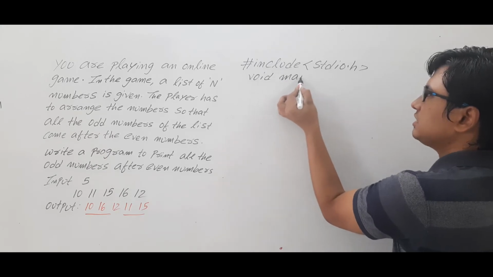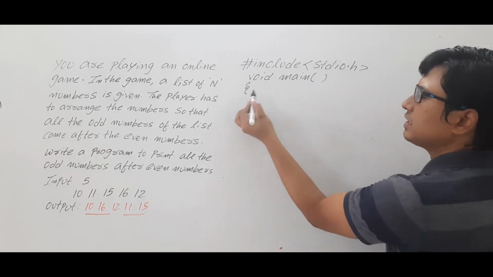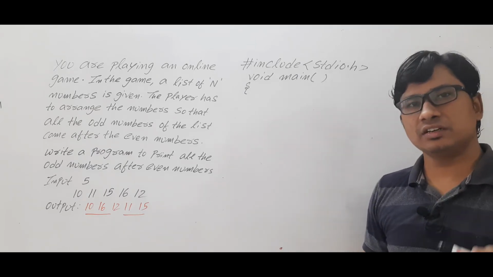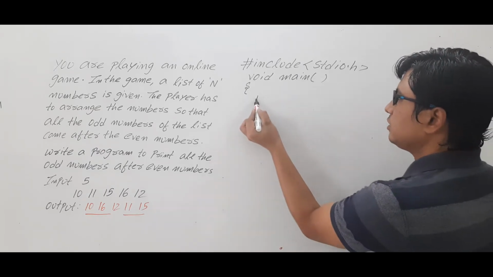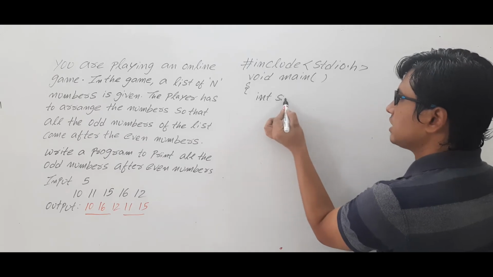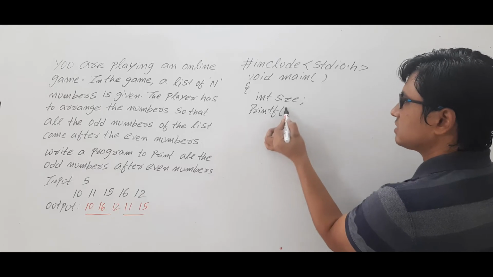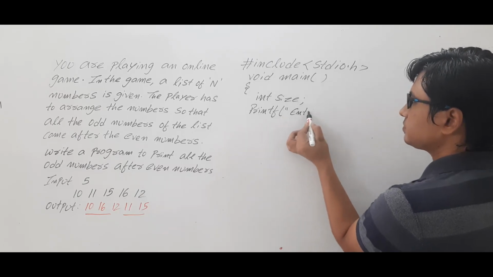Main is a function and every function will have a return type. If you use the keyword called void, then this function does not return any values. Then you will declare a variable called size and then you will ask the user to enter the size.